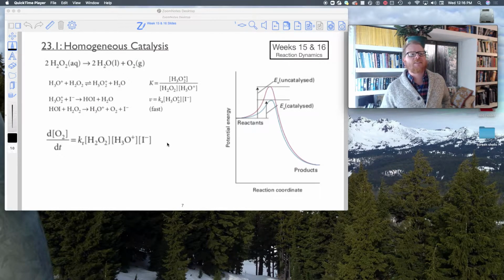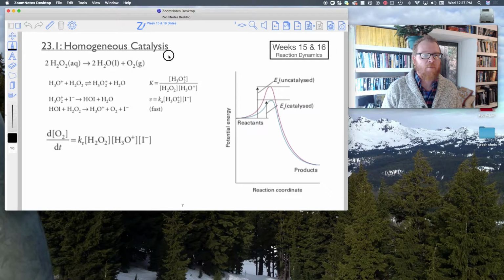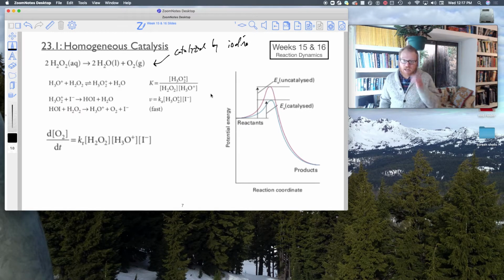So I'm just going to use a classic example of a homogeneous catalyst that you may have encountered in your classes. And that's the hydrogen peroxide decomposition catalyzed by iodine. Okay, so this reaction, okay, typically catalyzed by iodine.